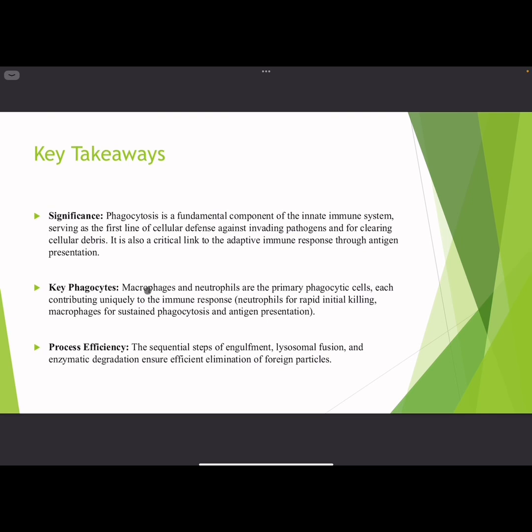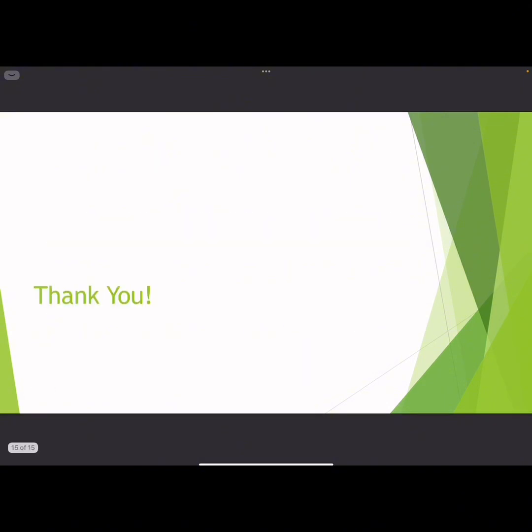Key phagocytes are macrophages and neutrophils, which are the primary phagocytic cells. Each one of them contributes uniquely to this immune response. Neutrophils are for rapid initial killing, and macrophages are for sustained phagocytosis and antigen presentation. And what ensures efficient elimination of the foreign particles is the sequential steps of engulfment, lysosomal fusion, and finally enzymatic degradation. And there you have it, the incredible journey of phagocytosis, where your white blood cells act as tiny guardians, keeping you healthy and safe.